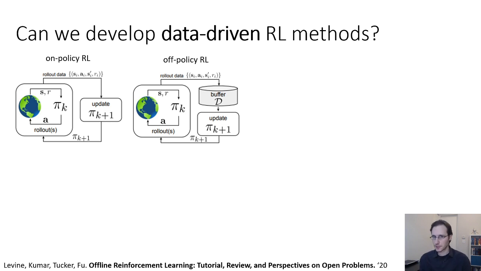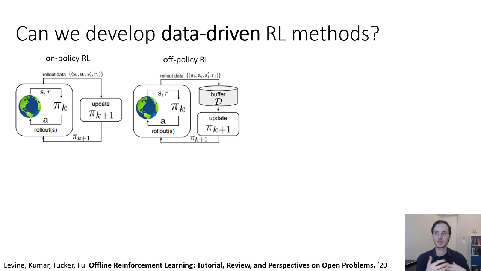A very common area of study in reinforcement learning is also to study off-policy reinforcement learning algorithms. These algorithms can utilize previous data, but they typically still learn in an active online fashion, meaning that the agent interacts with the world, collects some data, adds that data to its buffer, and then uses the latest data and all past data to improve its policy.